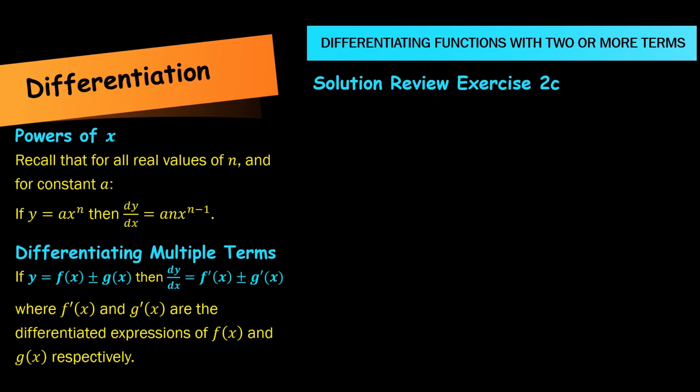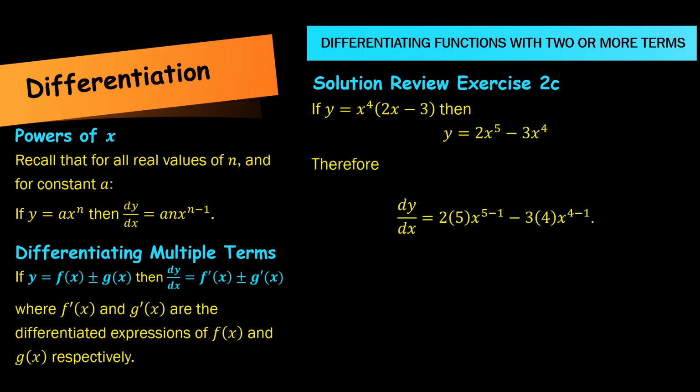Now let's solve exercise 2c. If y equals x to the 4 times 2x minus 3, then we can multiply out the expression to give y equals 2x to the power 5 minus 3x to the power 4. And now we can differentiate more easily.